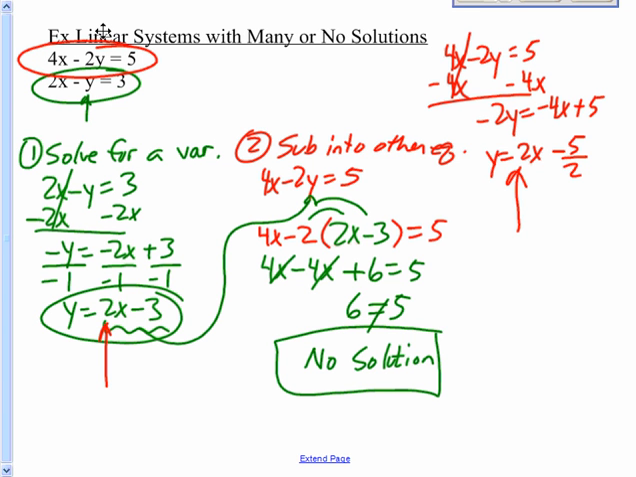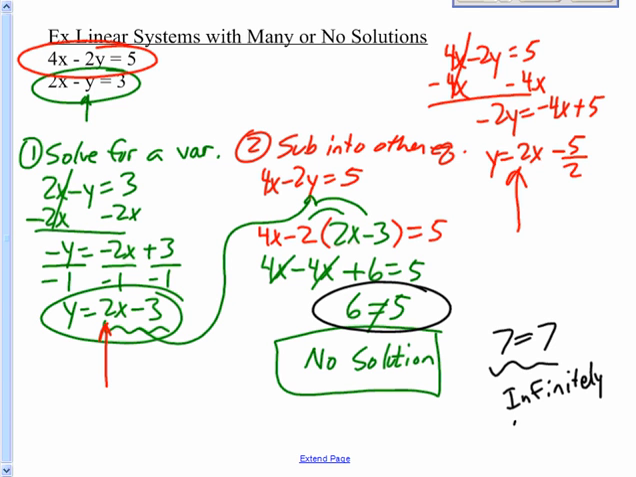Okay, but algebraically, you get to that point, 6, does that equal 5? You say, no way. Now, if you got to this point and it said like 7 equals 7, you say, yeah, sure it does. That means they agree at every point, and I would have said infinitely many solutions. Infinitely many solutions. Okay.